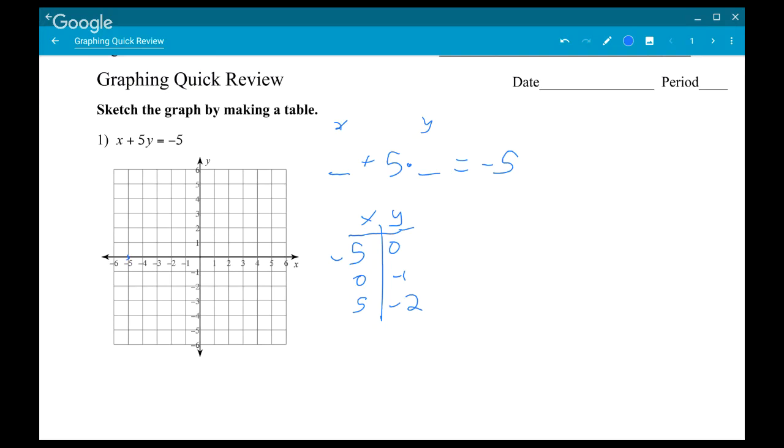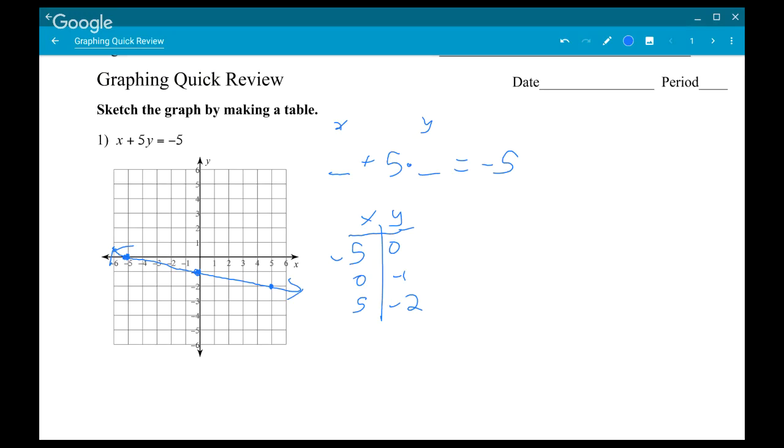So there's my -5, 0. There's my 0, -1. And there's my 5, -2. Okay. At this point, I connect them all with a line and I'm done. I've drawn better lines in my life, but you get the idea. Okay. So again, finding just a bunch of different values that work is one of the easiest ways you can go about creating a graph.